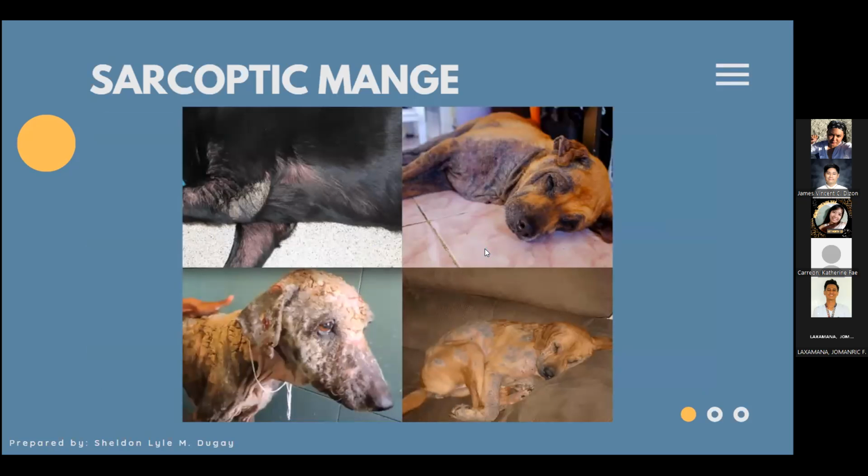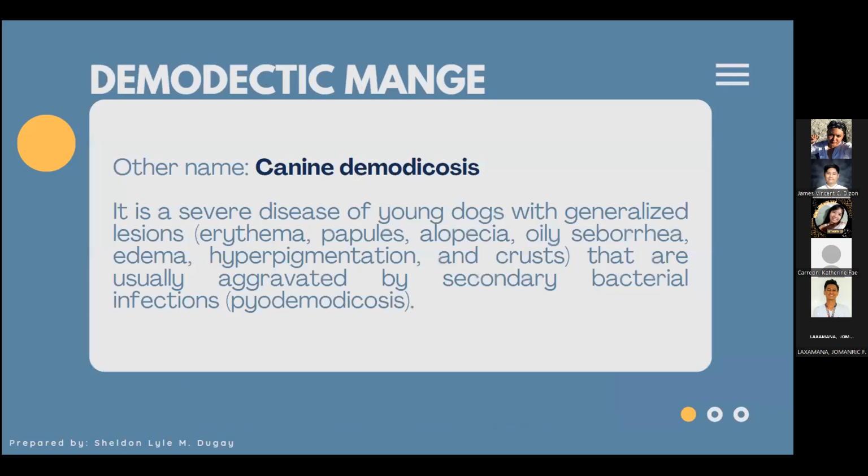So, ayan yung mga example ng mga pictures ng isang may sarcoptic mange na aso. Tapos, very, very common ito sa mga aspin na napapabayaan sa daan. Mas madali nilang makuha yun kasi kahit kung saan sila pumupunta.